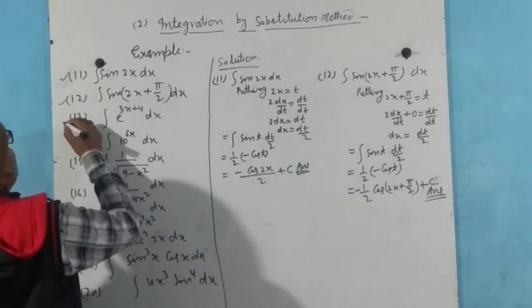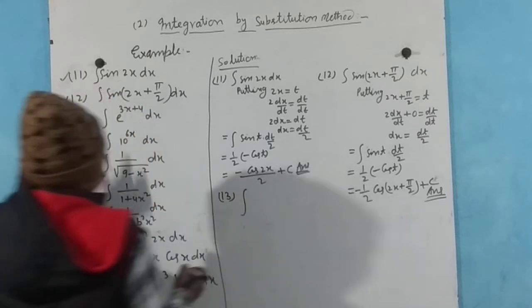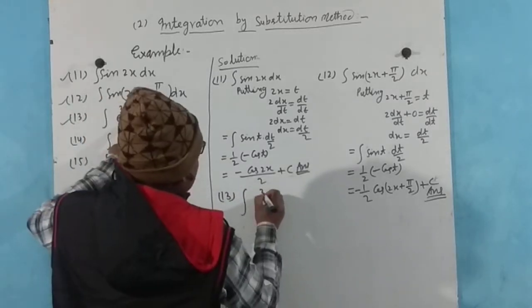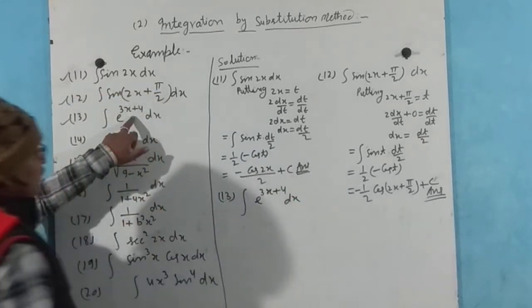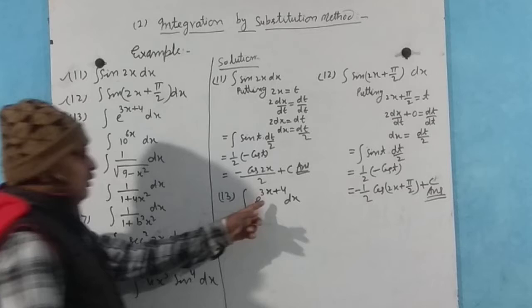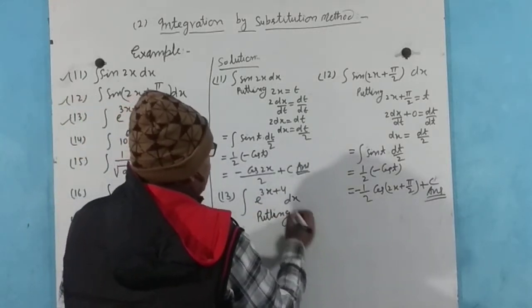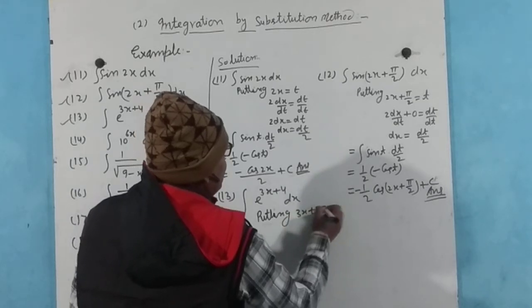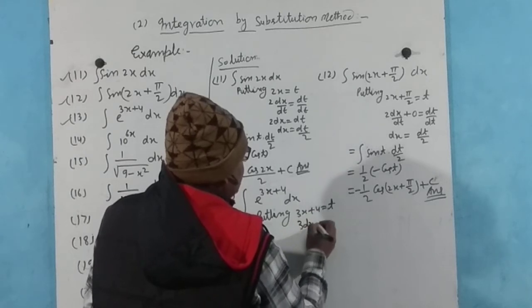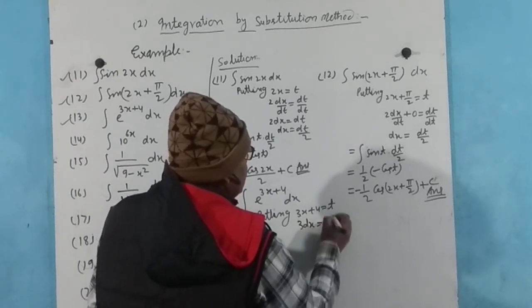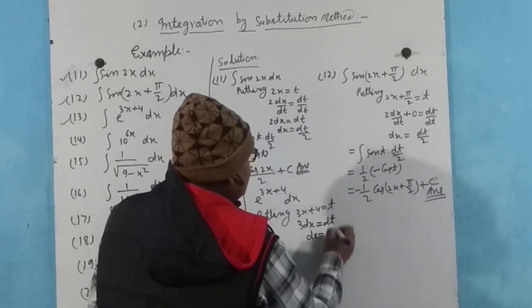Now question number 13. Integration of e power 3x plus 4 dx. Similarly, putting here 3x plus 4 equal to t, so that 3 dx equal to dt. It means that dx equal to dt by 3.